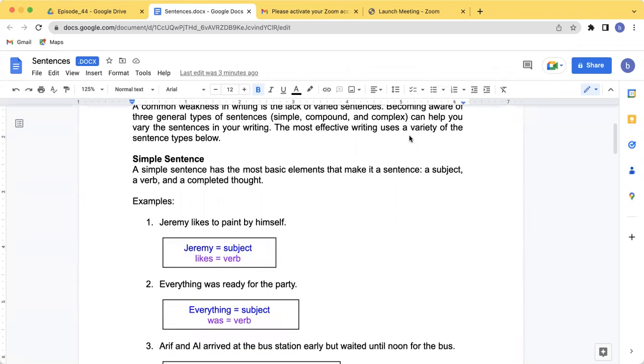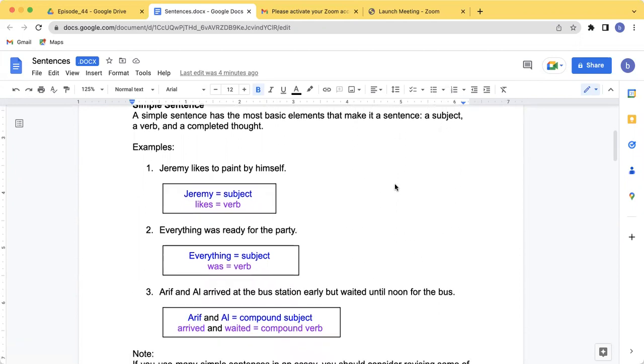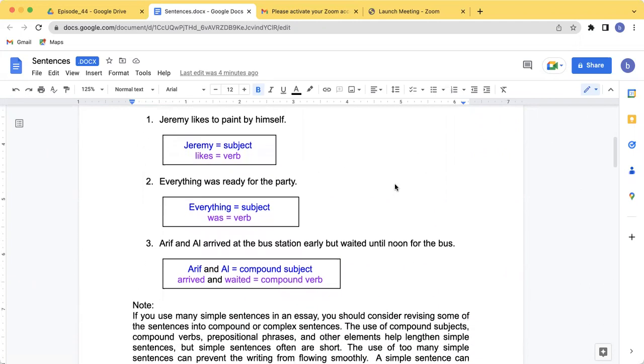Simple sentence. A simple sentence has the most basic elements that make it a sentence: a subject, a verb, and a completed thought. Examples. Number one, Jeremy likes to paint by himself. Jeremy is the subject, likes is the verb. Number two, everything was ready for the party. Everything is the subject, was is the verb.